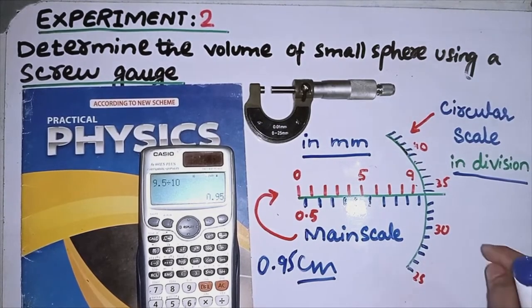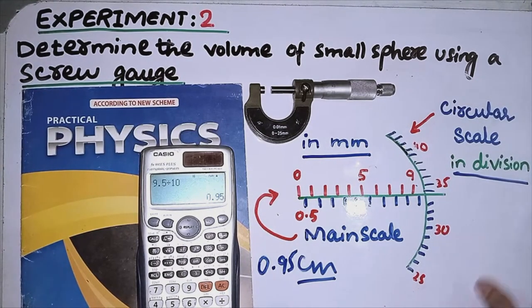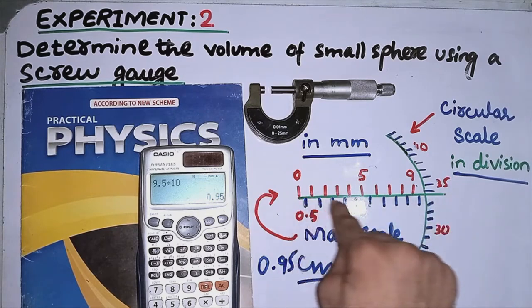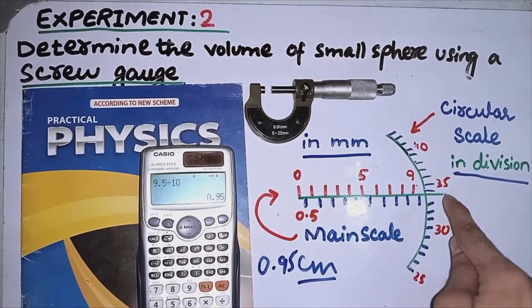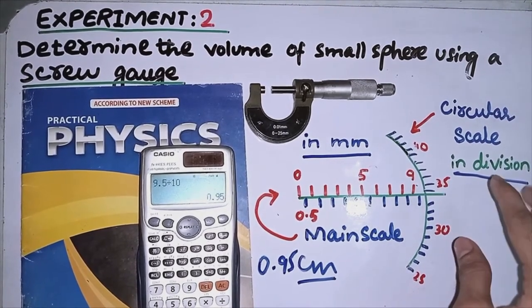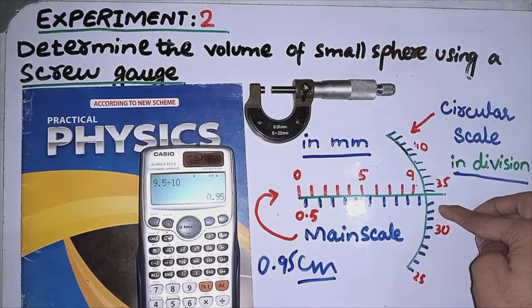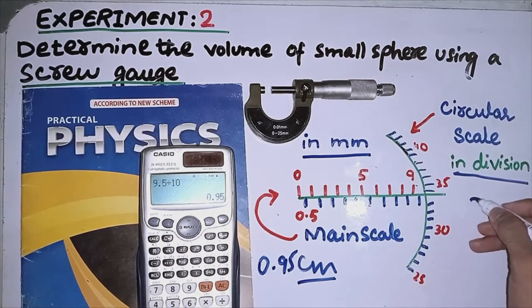Okay, now it's time to read the circular scale. You can observe that, for example, our reading is starting from 25 and so on. So how will you read? 25, 26, 27, 28, 29, 30, 31, 32, 33, 34, 35. One more thing, when this straight line, this reference line, is coinciding with any division of the circular scale, this is the circular scale reading. If the reference line is not coinciding with any division of the circular scale, you will take the previous reading. For example, right now you will take 33. So the circular scale reading is 33.